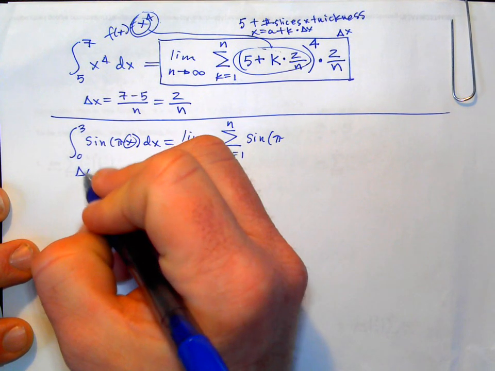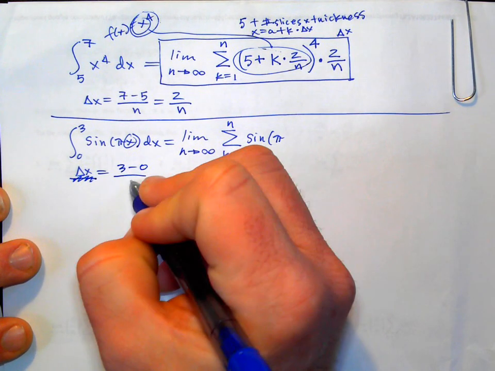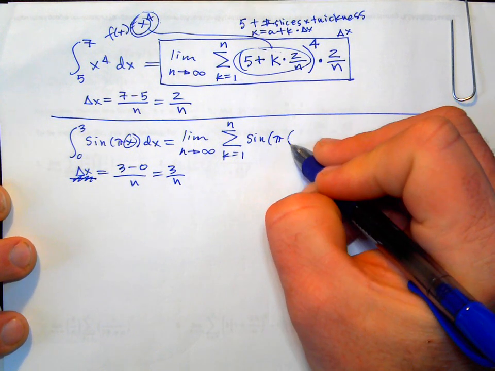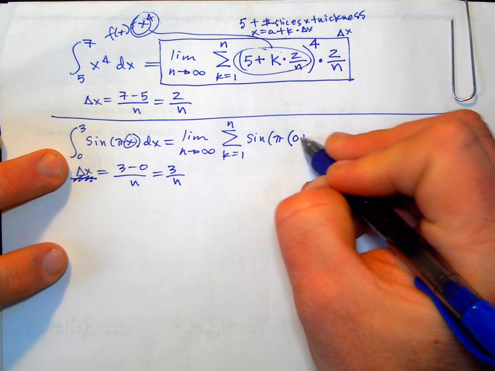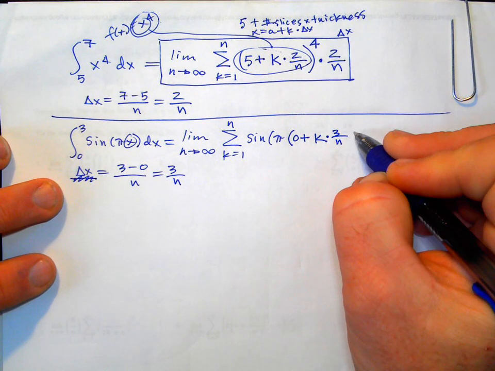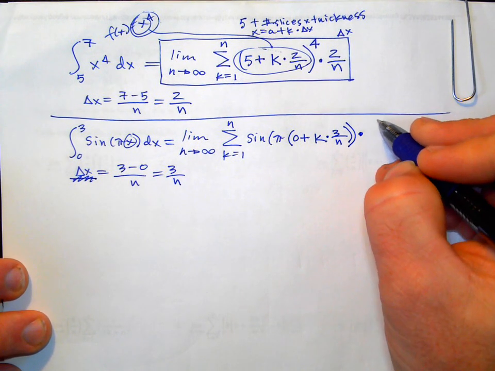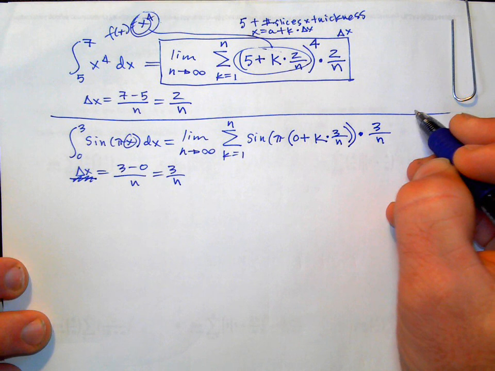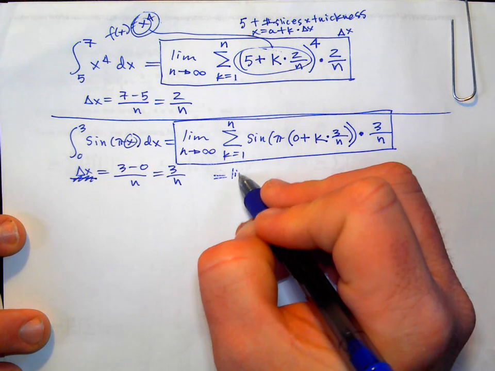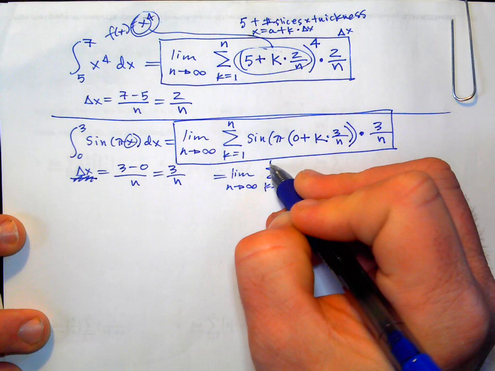Well, we should probably find delta x because we're going to use that for other stuff. So delta x equals the upper limit minus the lower limit divided by the number of slices, which is n. The x value is going to be the lower limit, 0, plus how many slices we're at, the kth slice, times the thickness of those k slices we've had so far. That gives you the correct x coordinate. Then we multiply by delta x, which is 3 over n. So there's the answer. Of course, we could clean it up. Limit as n goes to infinity of the summation of k equals 1 to n of sine.